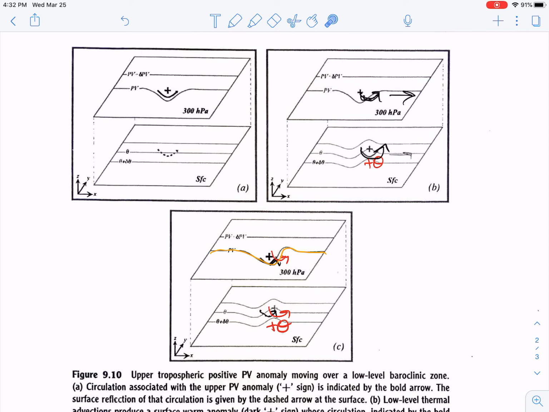I hope that this has helped explain a little bit about how we can use this positive PV anomaly and look at upper level maps to determine where we might see some generation of surface cyclones through this lens that may not otherwise be as easy to identify in our QG lens.